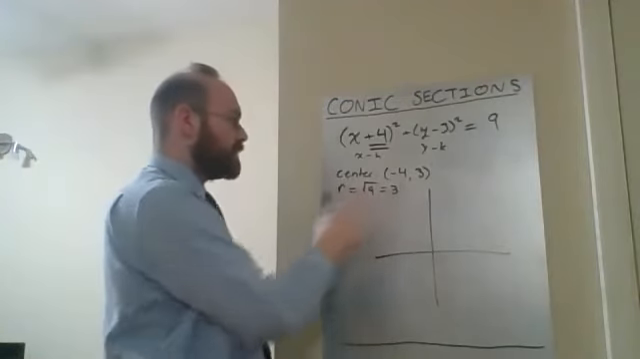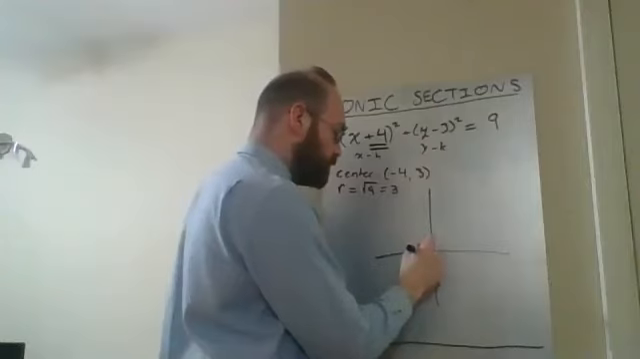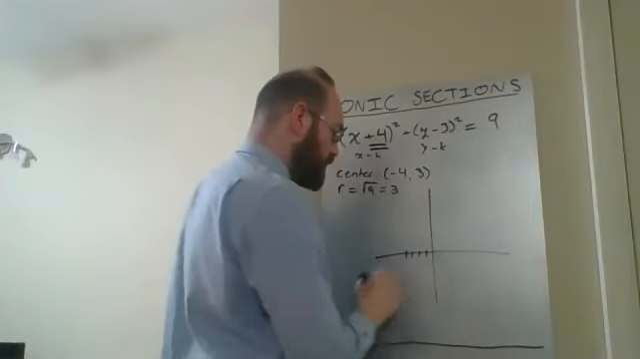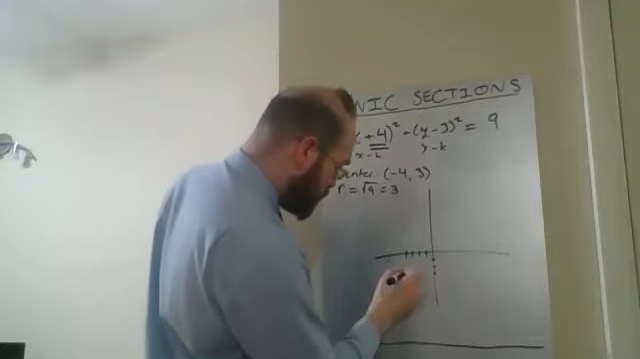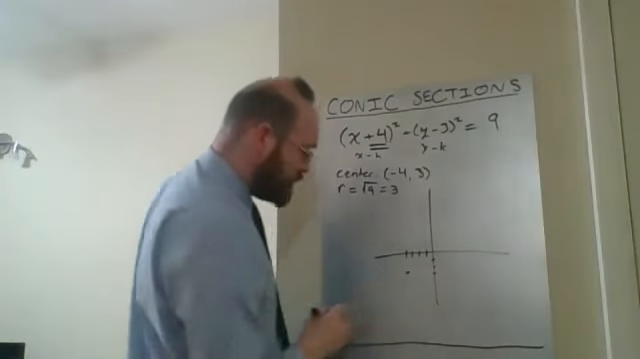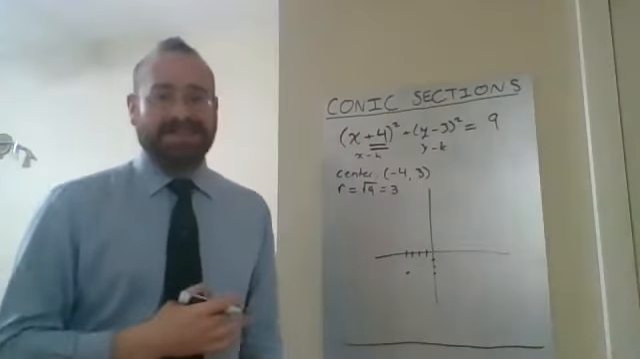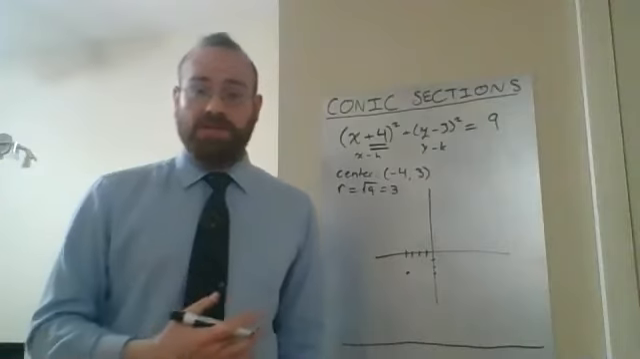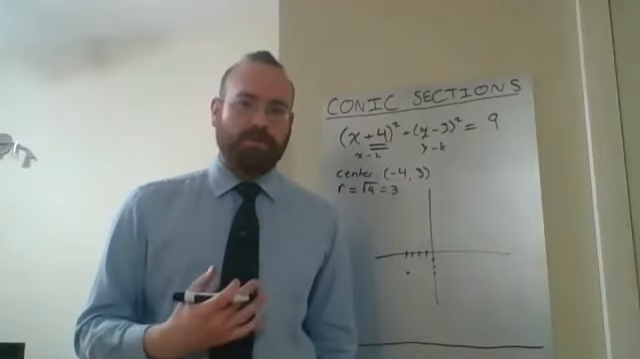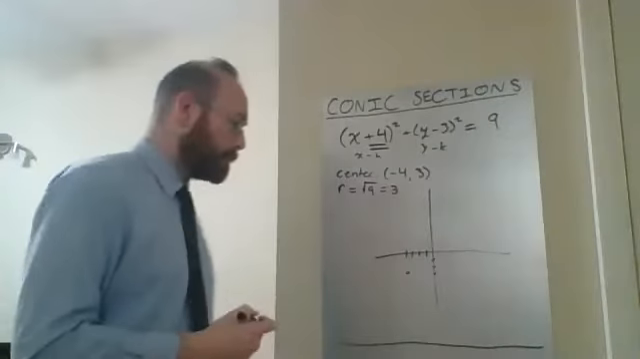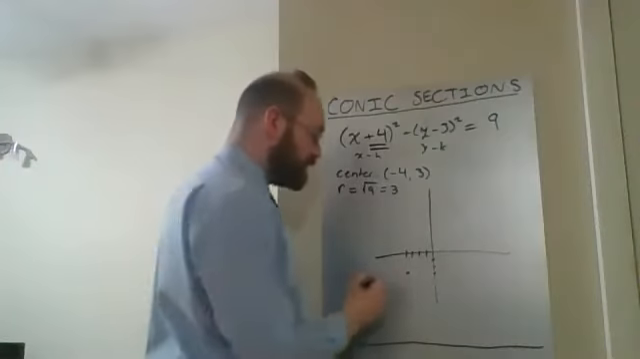I'm going to begin by plotting the center. So it's negative 4, 1, 2, 3, negative 4 in the x direction, 1, 2, 3, going down. And that is our center. Now, the center is not technically a point on the circle, but it helps to plot this point because it allows us to more easily construct the circle.